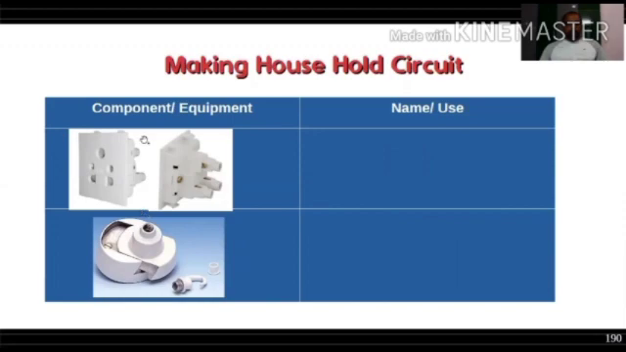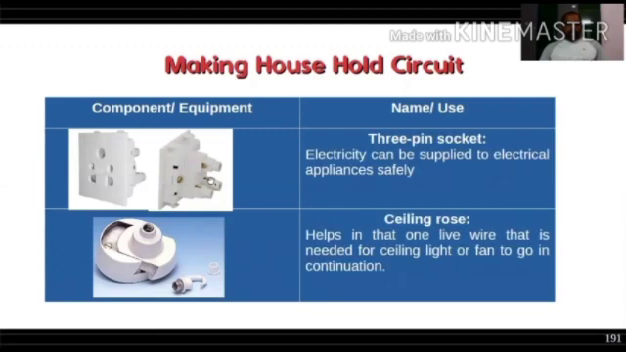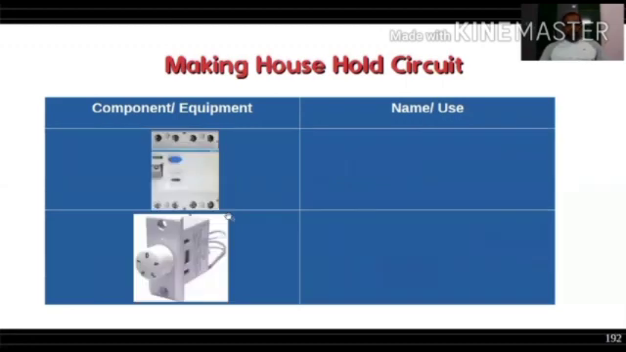Here, 3-pin socket and ceiling rose. Three-pin sockets are used to supply electricity to electrical appliances. And ceiling roses are usually placed in the ceiling. It is used to give live wire to the ceiling light or fan to go in continuation. And the next one is ELCB and then regulator.